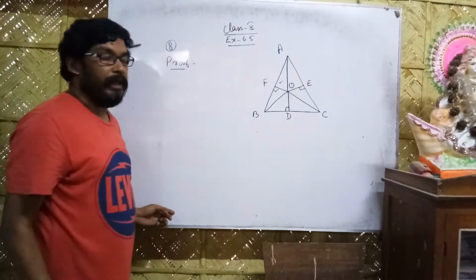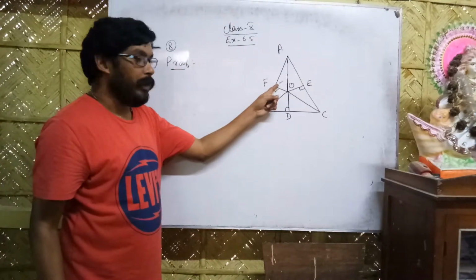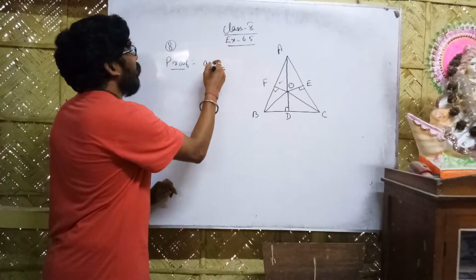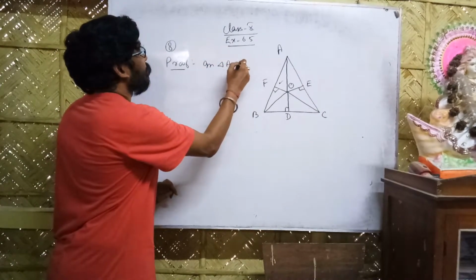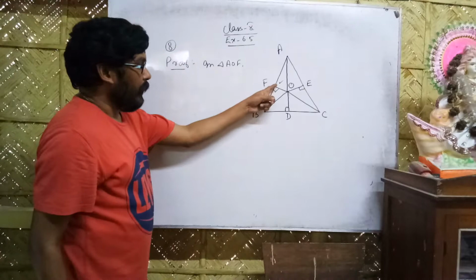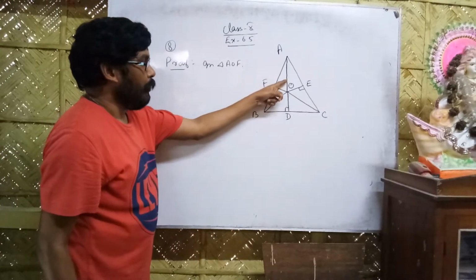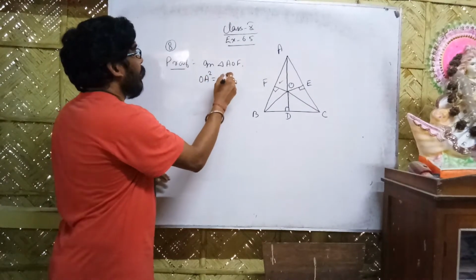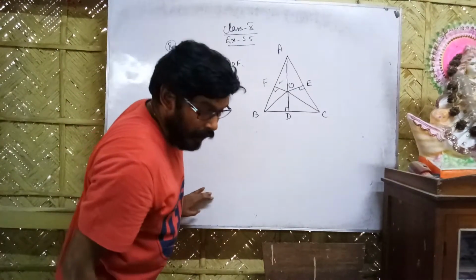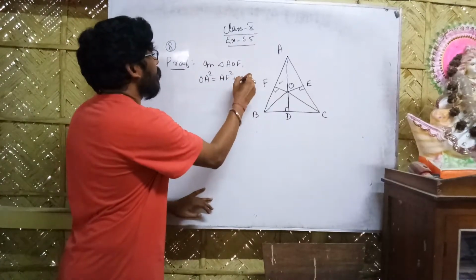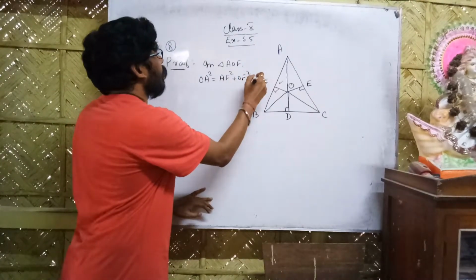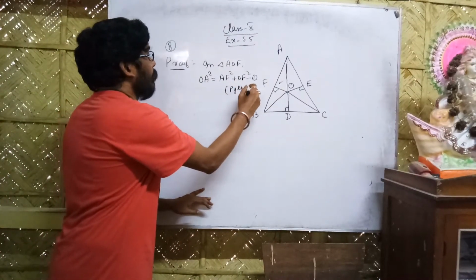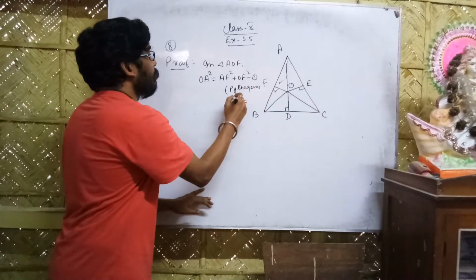Here each and every triangle is right angled. So this angle is 90, which means this also is 90. Take the triangle AOF. In triangle AOF, this angle is 90, so your hypotenuse will be OA. So OA square equals AF square plus OF square. The way it is written alphabetically, I have followed that only. You can write here in brackets, Pythagoras theorem.